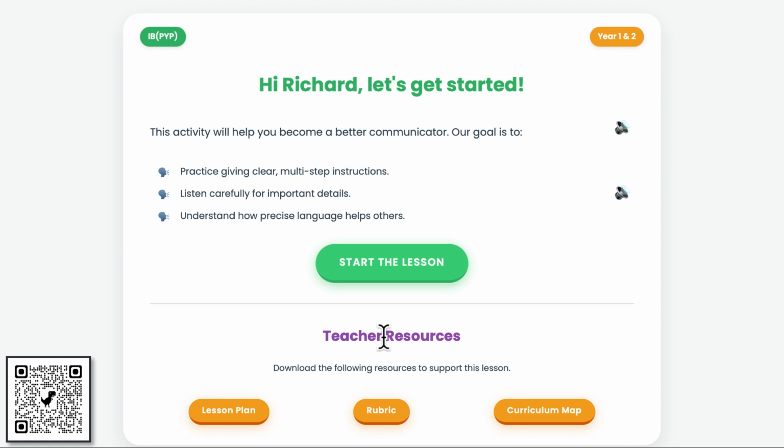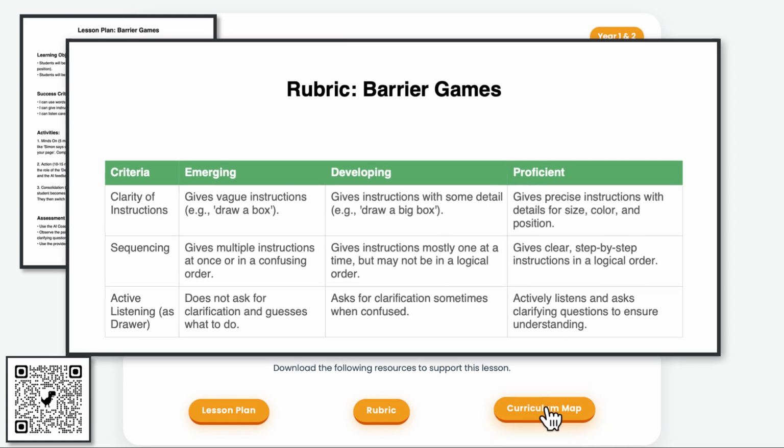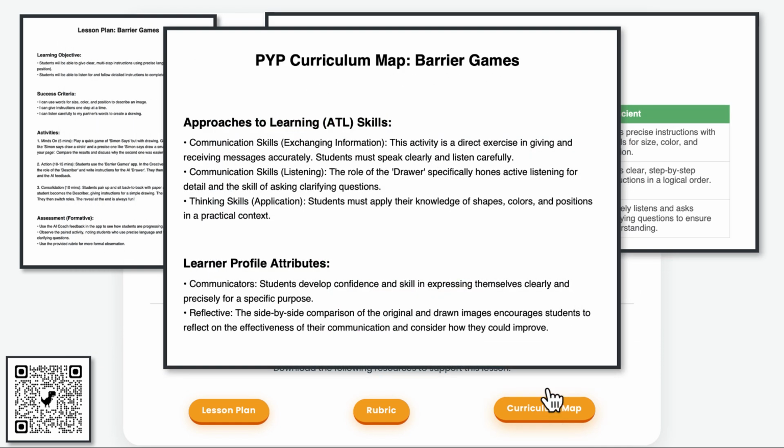I'm curious, do teachers have access to supporting materials for this specialized curriculum? They do. Just like all our other lessons, teachers can access and download the lesson plan, rubric, and the full curriculum map to ensure everything aligns with their PYP scope and sequence.